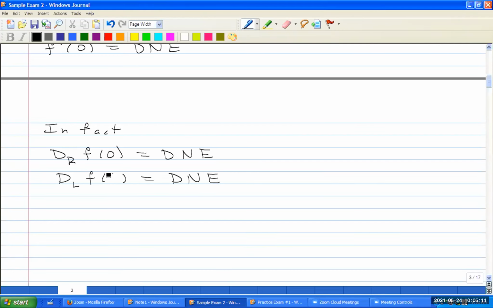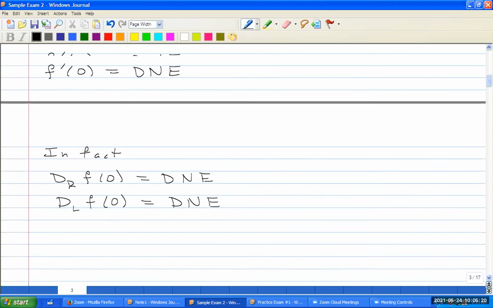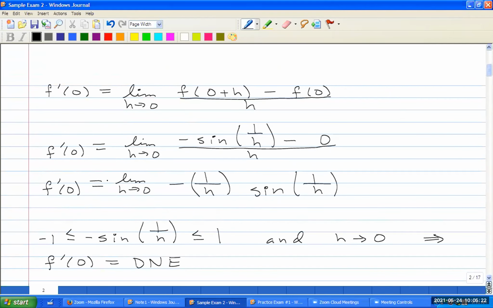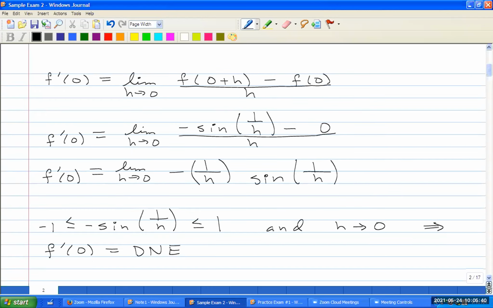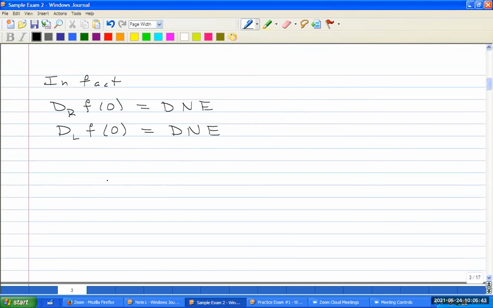Again, because the sine of 1 over h is going to oscillate between plus or minus 1 as h goes to 0. So this will oscillate between plus or minus infinity as h gets closer and closer to 0. So this limit's not going to exist. So none of these limits exist. So in particular, certainly the one-sided limits don't exist, so the two-sided limit doesn't exist. Any questions about this?